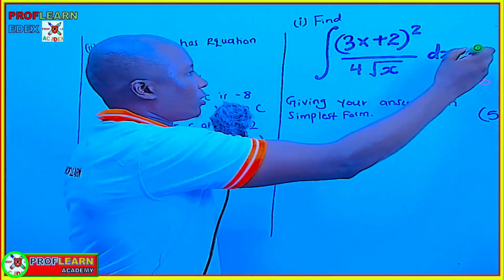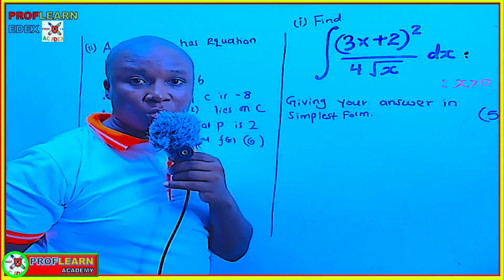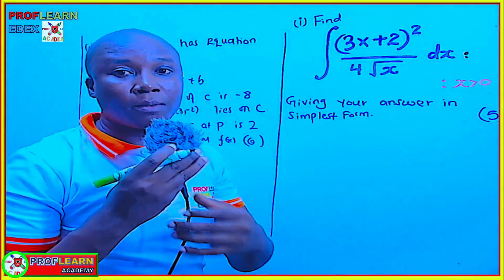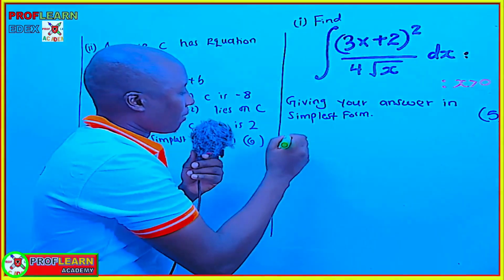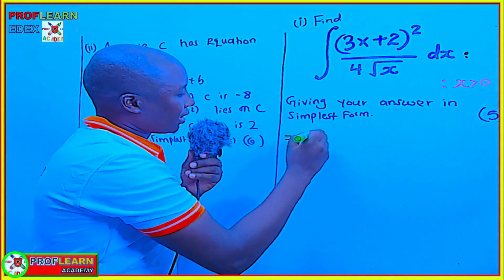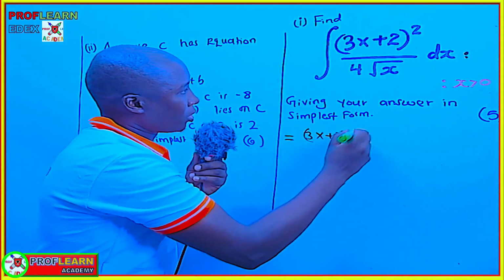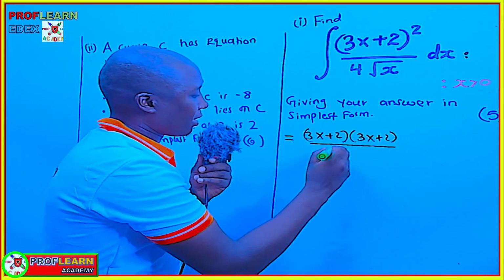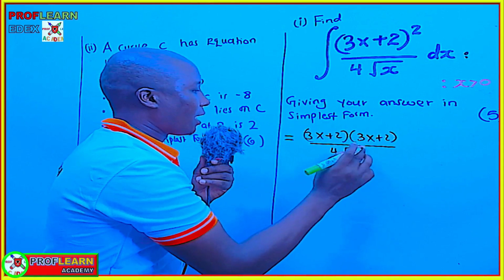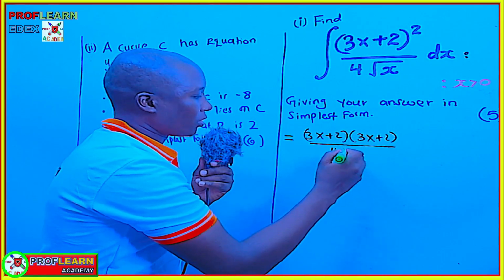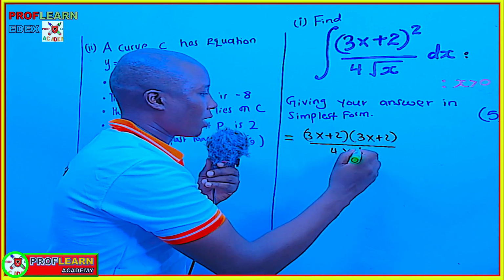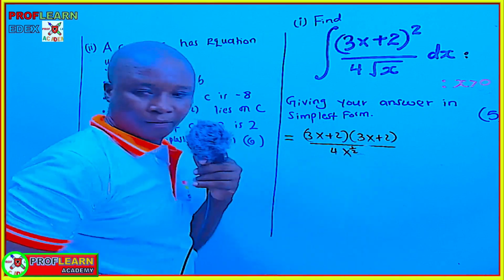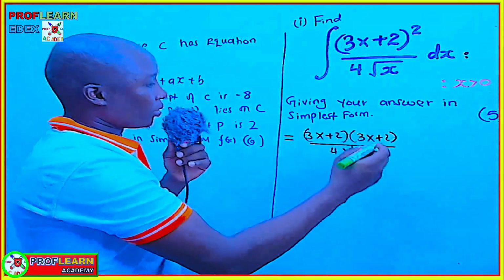When you're given a question like this one here, the first thing that we need to do in this expression is to expand it and then simplify, so that you can integrate term by term. So this expression can be written as 3x plus 2 multiplied by 3x plus 2, and everything is divided by 4 times the root of x. And at that given point, I can now say the root of x can be written as x to the power of a half at the first place, so that we can expand this first.